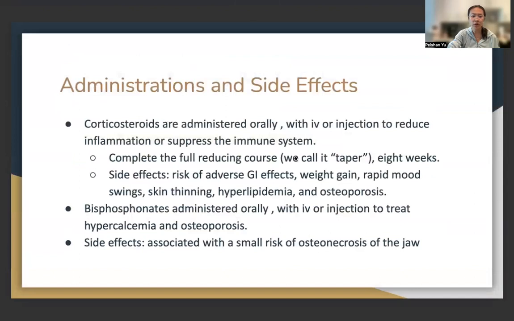Administration and the side effects of corticosteroids and bisphosphonates. Corticosteroids and bisphosphonates are both administered orally or by IV injection. When you take corticosteroids, you have to complete the course. We call it a taper, which means you can't stop right away. Normally it takes 8 weeks. The side effects are like risk of adverse GI effects, weight gain, rapid mood swings, osteoporosis. Bisphosphonates are administered the same, orally or IV injection. The side effects are associated with a small risk of osteonecrosis of the jaw.